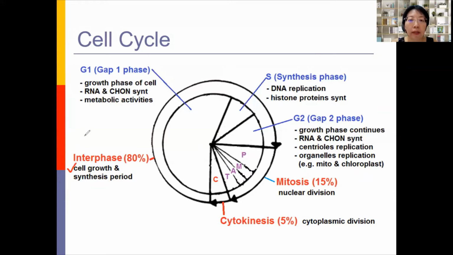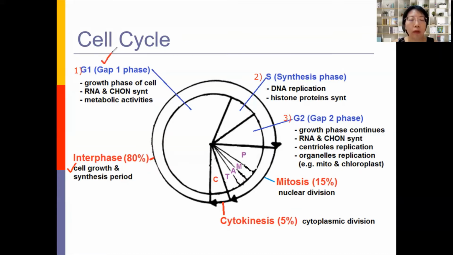Interphase is divided further into three phases. Number one is the G1 phase. G1 stands for gap 1. Number two is the synthesis phase. And number three is the G2 phase, which is the gap 2 phase. Now, why is it called the gap phase?